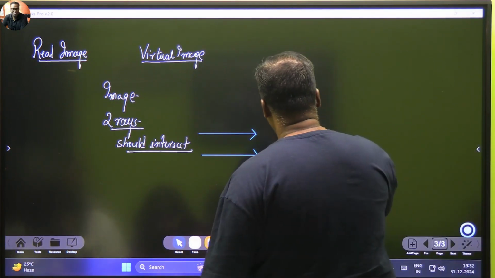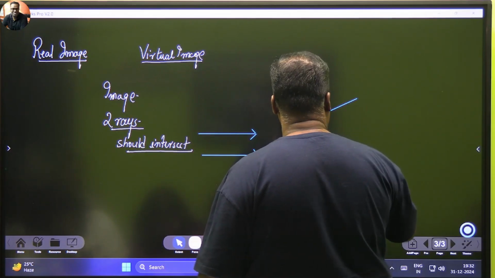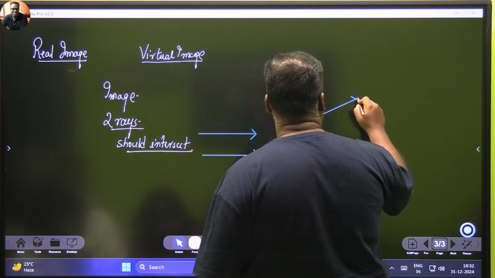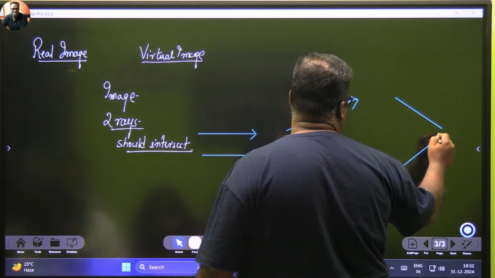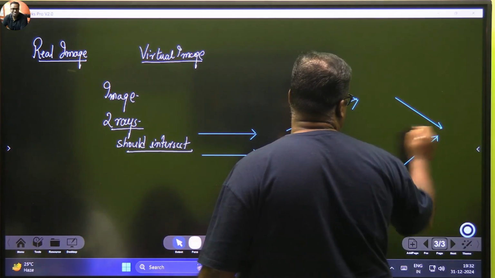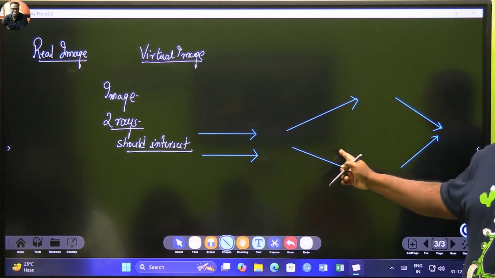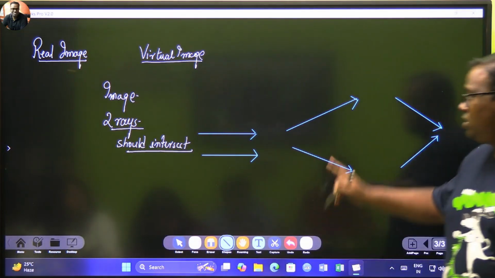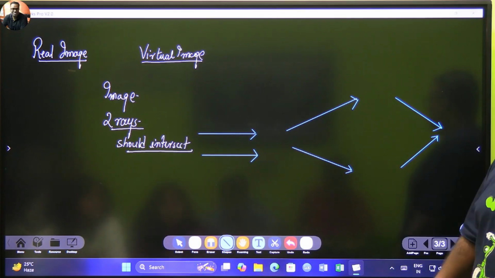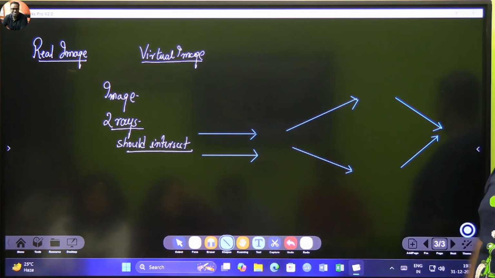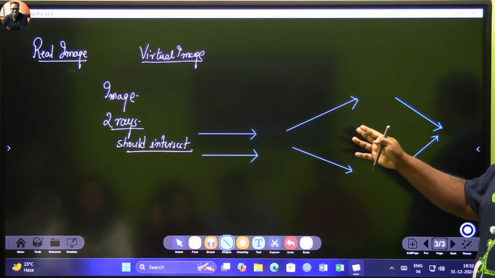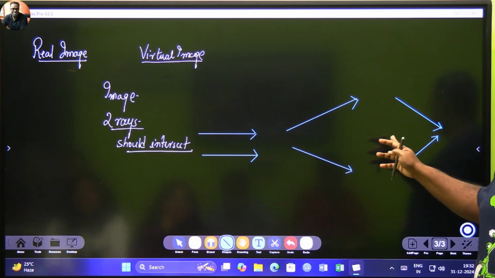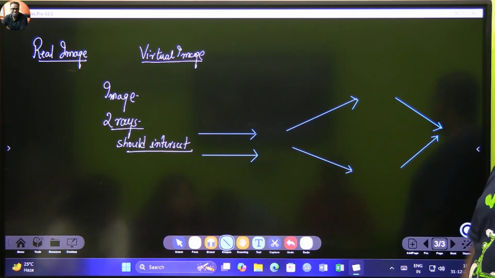Now the other way my rays can be such rays. This is called divergent rays. Divergent. They're diverging out. Okay? This is called convergent rays. Now, which one will intersect? You tell me. Convergence will intersect, right?